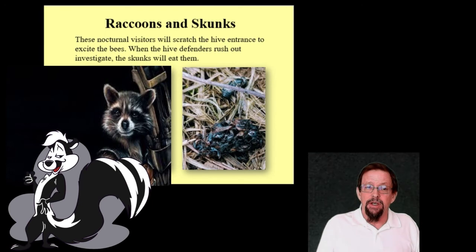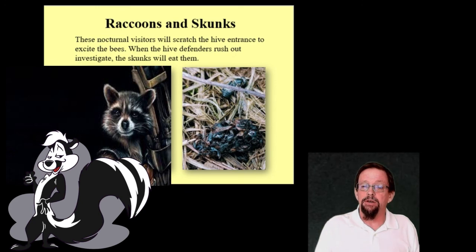Raccoons and skunks are nocturnal visitors that show up at your hive, and they scratch on the entrance, causing the guard bees and other bees to come out of the hive. An indicative sign of that is the skunk scat or the raccoon scat, which is feces that have chunks of bees in them. That is a sign that you have those nocturnal visitors. Also, scratch marks at the front of the hive. Another sign may be that your bees are a little irritable when you go out there in the morning to work with them, because they've had visitors at night.